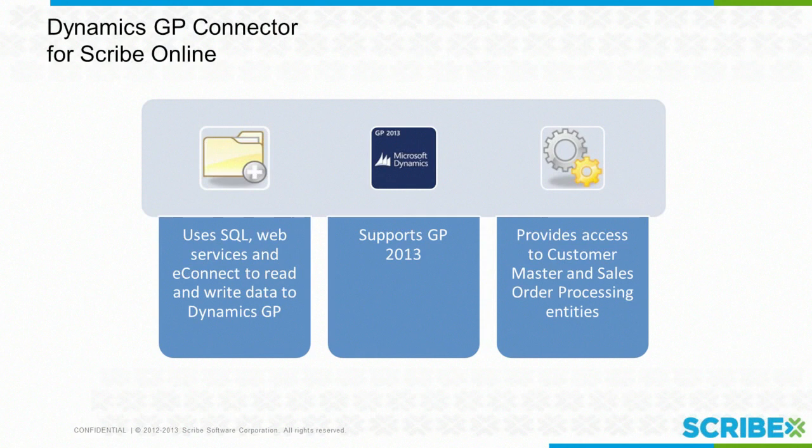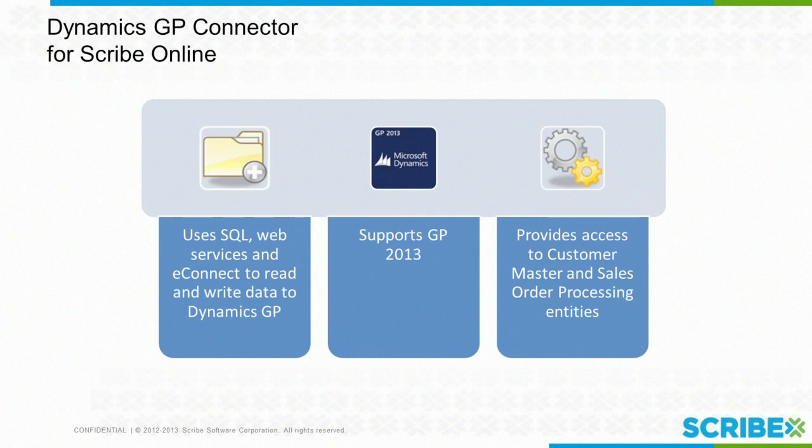In terms of support, we support Dynamics GP 2013. If you're using an earlier version of GP, then we'd encourage you to use the Scribe Insight platform instead, because it supports the older versions. And in terms of the entity support, this connector is going to give you access to your customer master entities, so customer address, that kind of thing, as well as sales order processing entities, such as a sales order, product catalog, invoices, and that kind of thing.